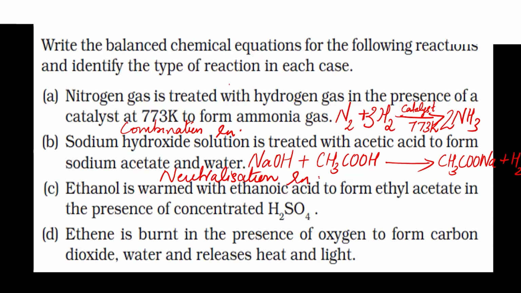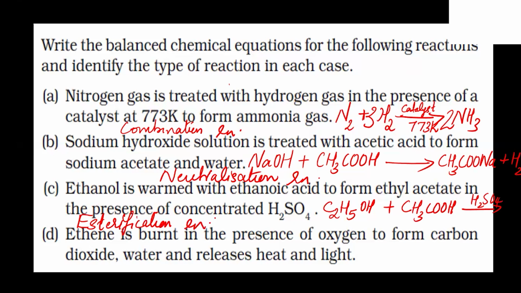And moving to the C, ethanol is warmed. What is ethanol? Ethanol is C2H5OH. It is warmed in the presence of ethanoic acid, that is CH3COOH, in the presence of an acid, H2SO4. Ethanol and acid. When you hear this, an acid and an alcohol are reacting. What is that reaction called? You will be getting an ester, right? So the reaction is esterification. Esterification reaction, you will be getting the ester.